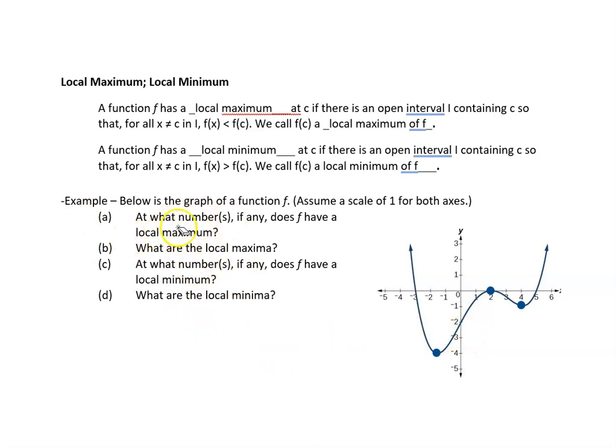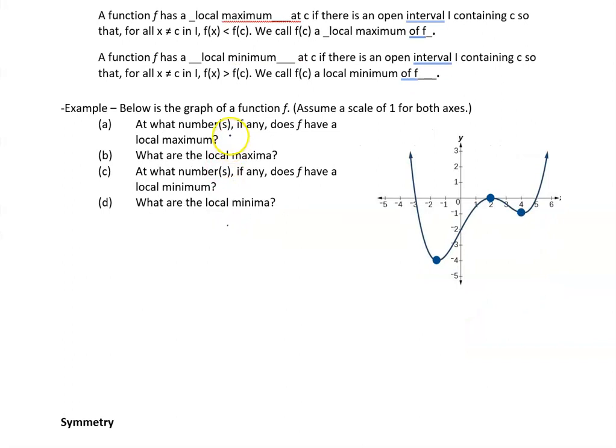So at what number does it have a local maximum? Well, remember the "at" is given by the x value. So if we come over here to our point, it has an x value of 2. So the local maximum occurs at 2. And what is the local maxima? Well, the maxima itself is given by the y value, which in this case is 0. So we have a local maxima of 0 at 2. That might be how we would say it.